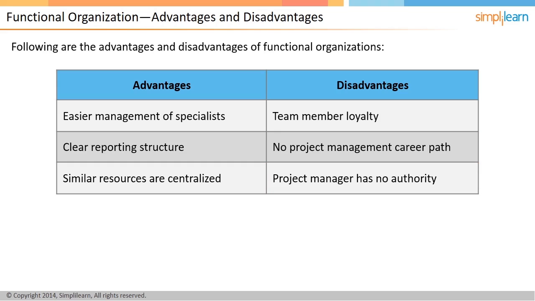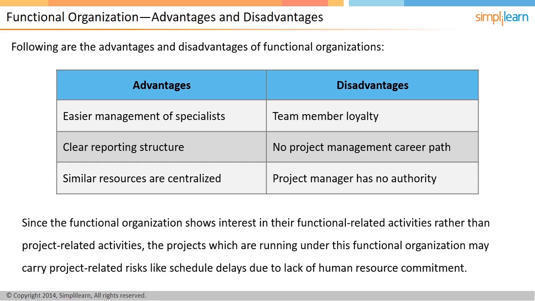As a disadvantage, there can be risks in terms of the attrition of resources who are more interested to work in the project management area than in their respective functional area. Since the functional organization shows interest in their functional-related activities rather than the project-related activities, the projects which are running under this functional organization may carry project-related risks, like schedule delays due to lack of human resource commitment. In the next screen, we will understand the projectized organization structure.